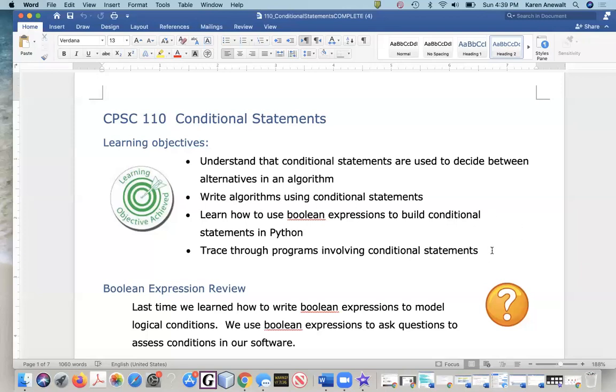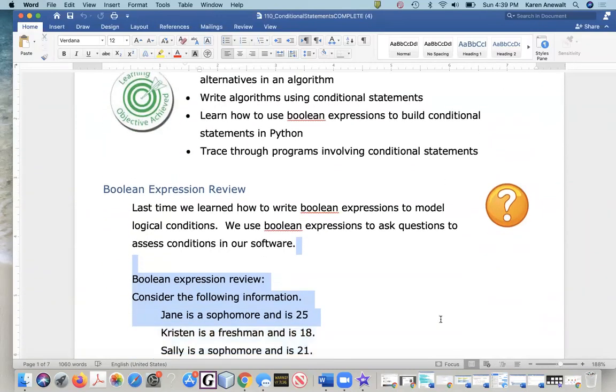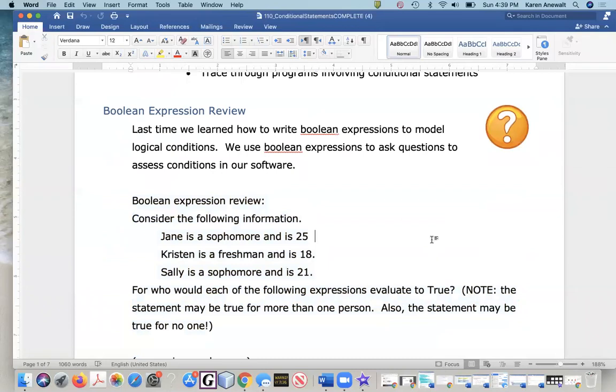Before we get into the conditional statement syntax for Python, let's review some information about Boolean expressions. You previously learned to write Boolean expressions to model logical conditions. We can use a Boolean expression in software to ask a question and assess conditions in our software. We use the same kind of logic to evaluate conditions in our everyday life.